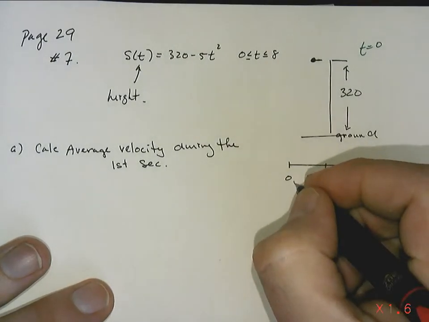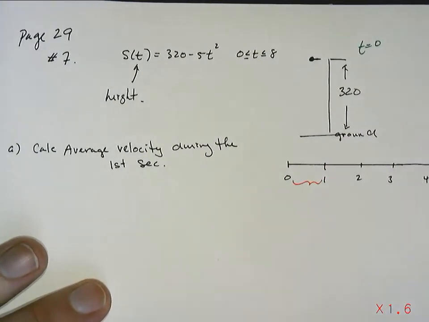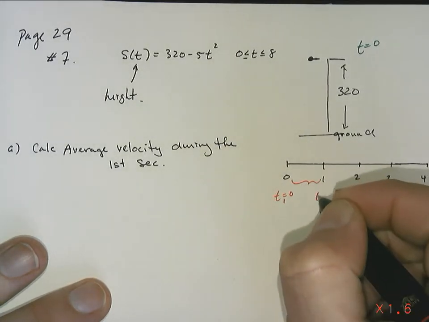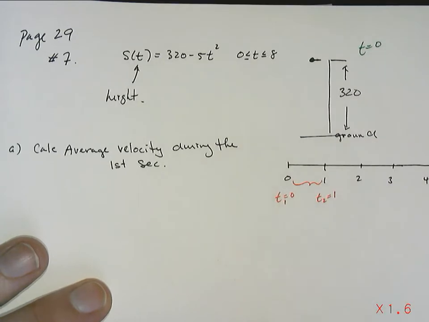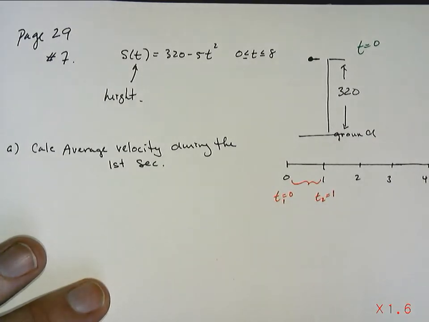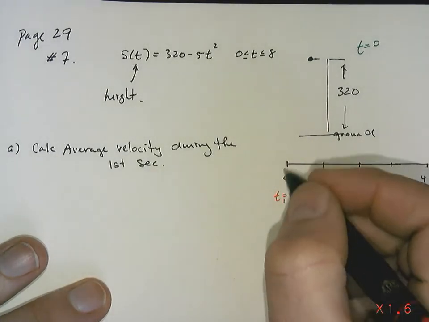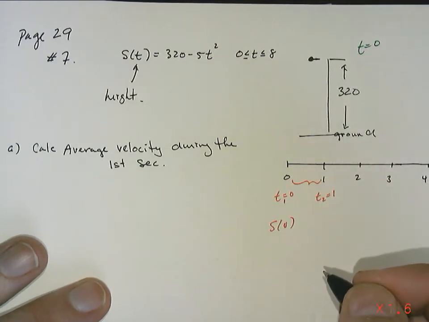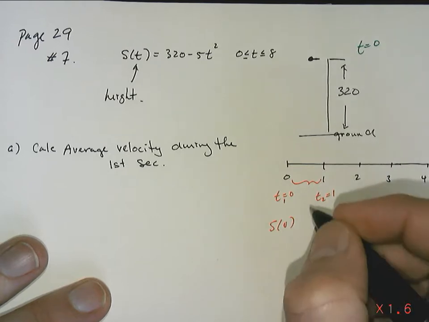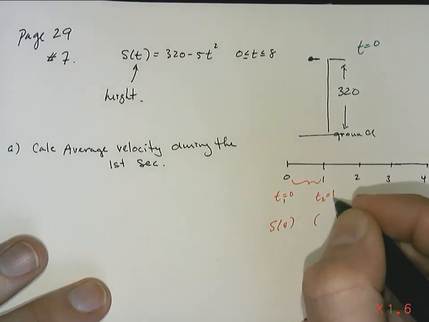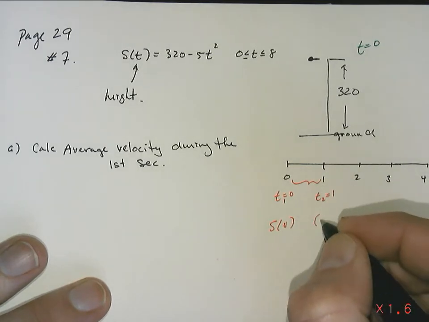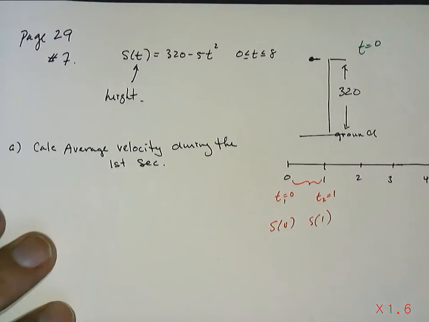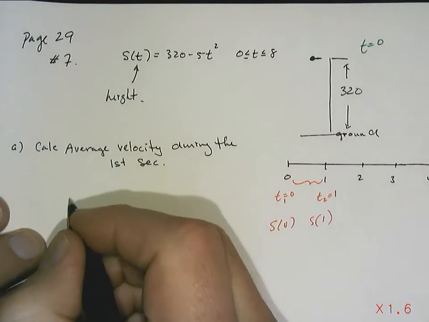This is during the first second. The first second starts at t equals 0, and the first second stops at t equals 1. That's during the first second. And my distance, my height at the first moment in time is s of 0. And my height at the end of the first second is s of 1. Take that back to calculating the average velocity.